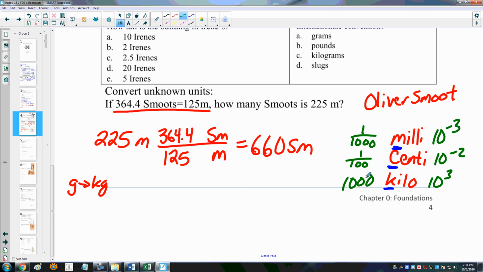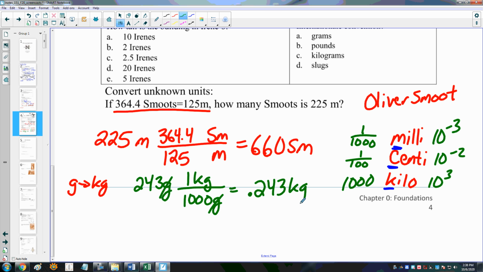So say, for example, I want to move from grams to kilograms. So I have 243 grams, and I want to convert that into kilograms. Well, I know that in 1 kilogram, there are 10 to the third, or 1,000 grams. And so I do my unit conversion, and that cancels out, and this would be 0.243 kilograms.